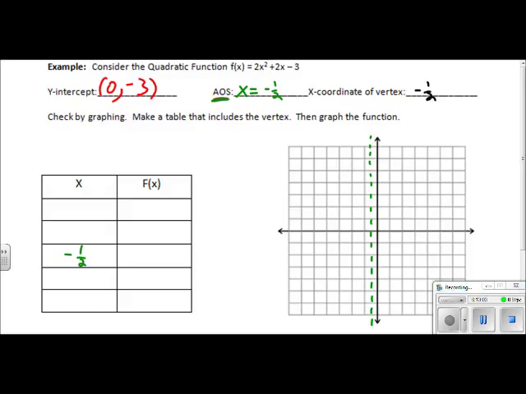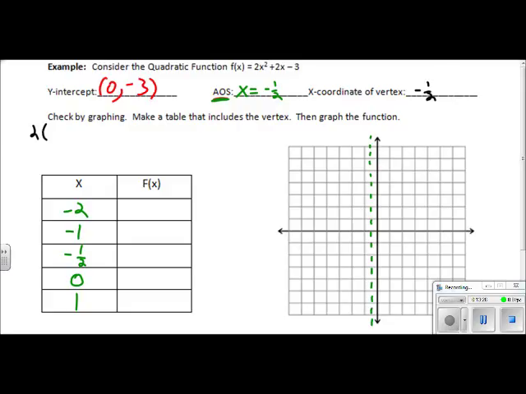Then we'll say the next smallest whole number, or integer, would be negative 1, and then negative 2. Same thing will go the other way. The next biggest integer would be 0 and 1. So now we know that these are good values to be using for our table.